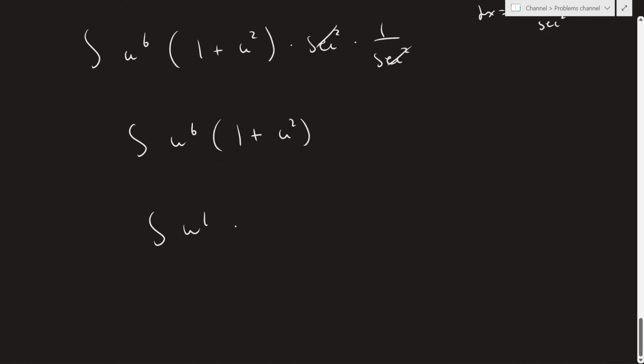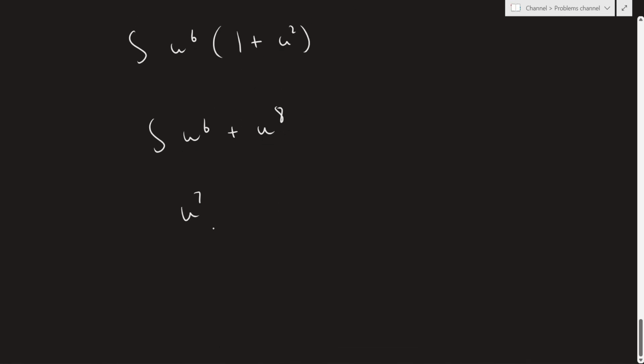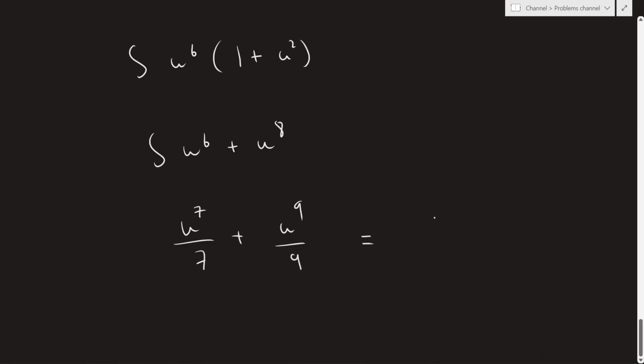Multiply, it's going to be u power 6 times u power 2, we have to add the powers. It's going to be 8. Okay, now integrate. It's going to be u power 7 over 7 plus u power 9 over 9. And this will be, replace u, which we chose to be tan, tan power 7 over 7 plus tan power 9 over 9 plus c. And that's it.